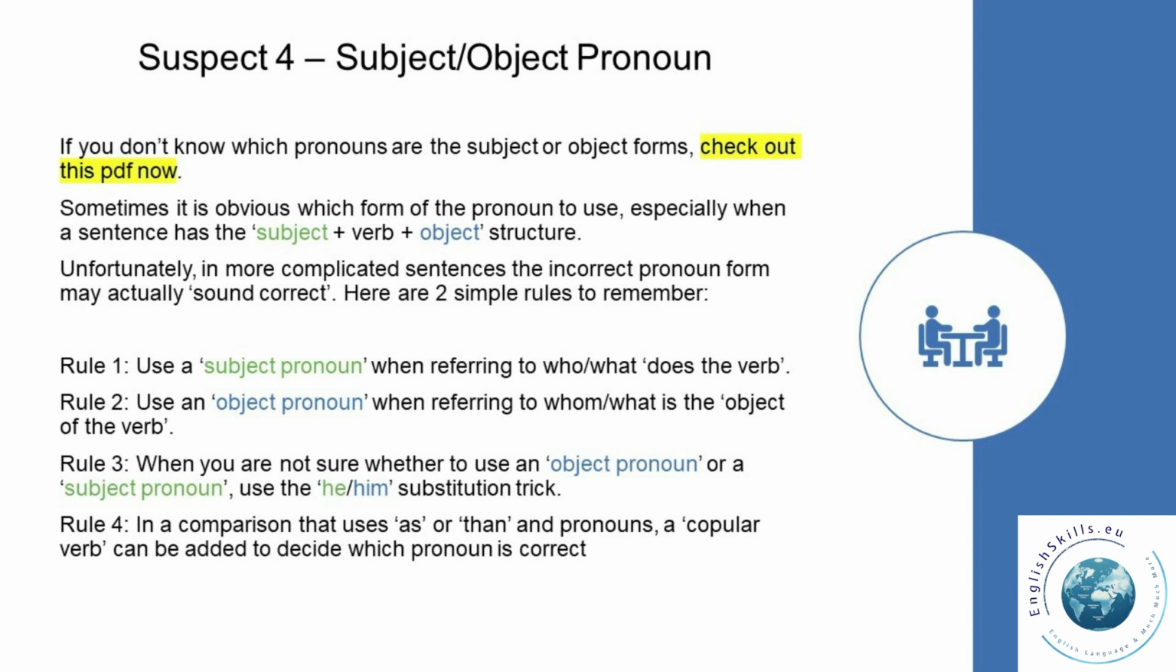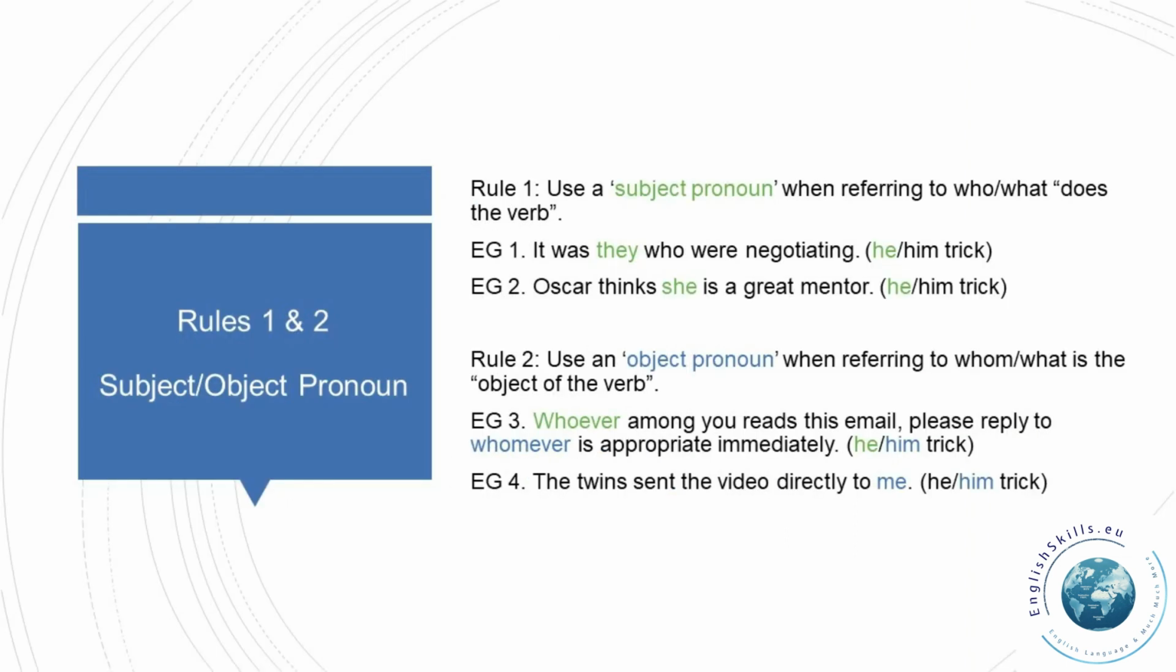Rule number 3. When you are not sure whether to use an object pronoun or a subject pronoun, use the he or him substitution trick. It's very simple. Many of the object pronouns finish with an M. Rule 4. In a comparison that uses as or than and pronouns, a copular verb can be added to decide which pronoun is correct.